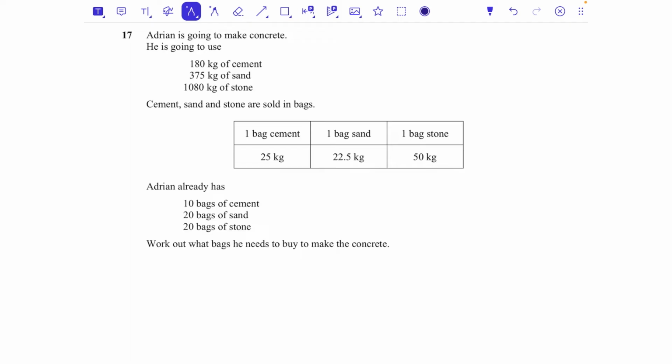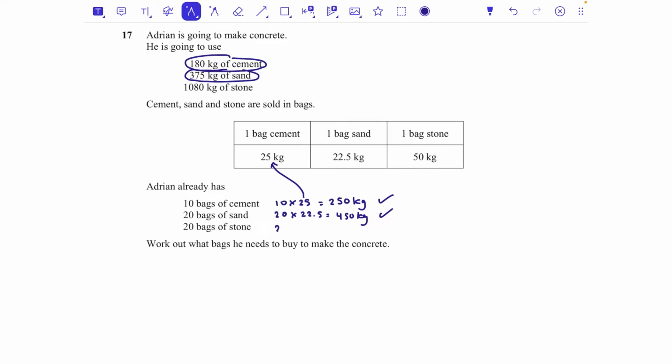So if he's got 10 bags of cement, he's got 10 lots of 25, because 25 is how much is in one bag, and that is 250 kilograms. Now he needs 180 kilograms of cement, so he's all good. He's got plenty of cement. Then 20 bags of sand is 20 times 22.5. 20 times by 22.5 is going to be 450 kilograms. And he needs 375, so he's got enough of that.